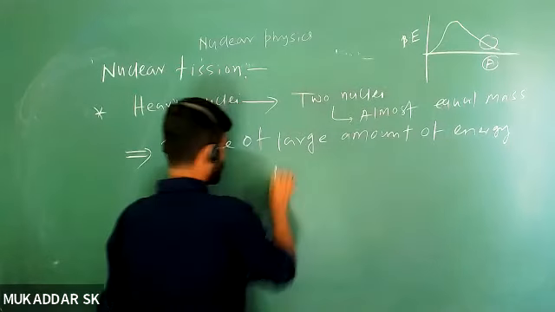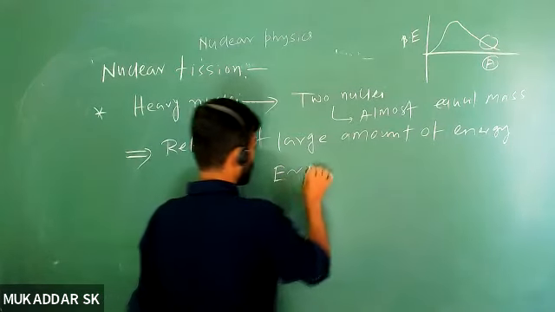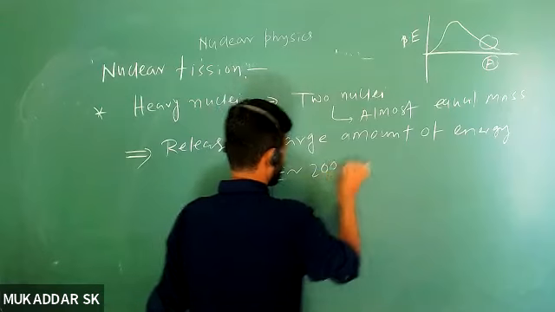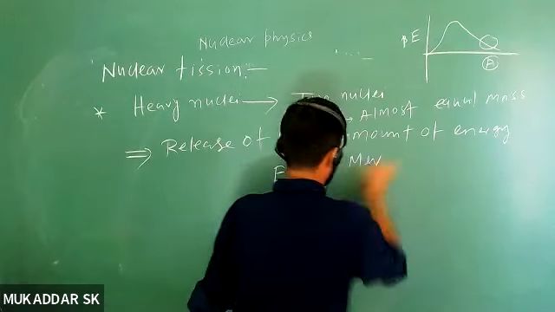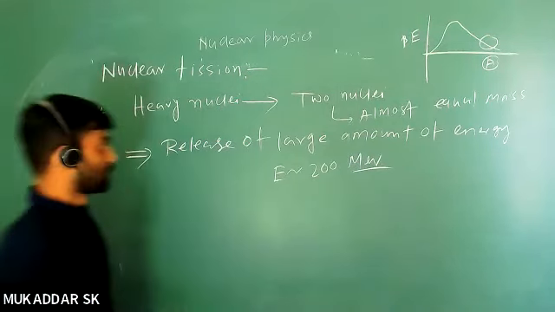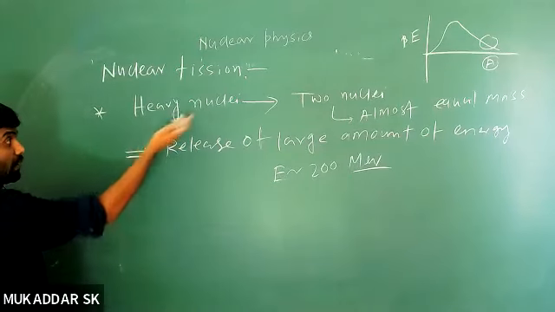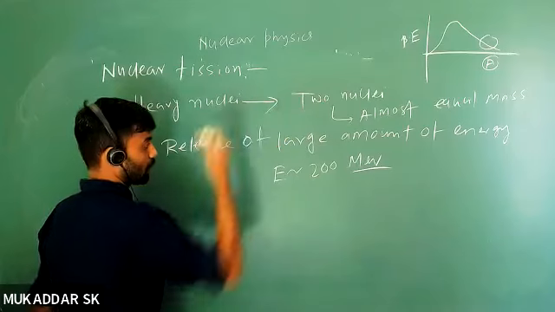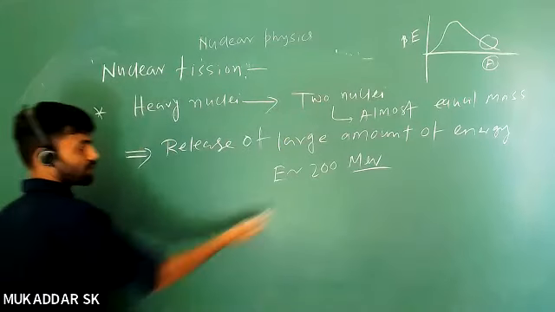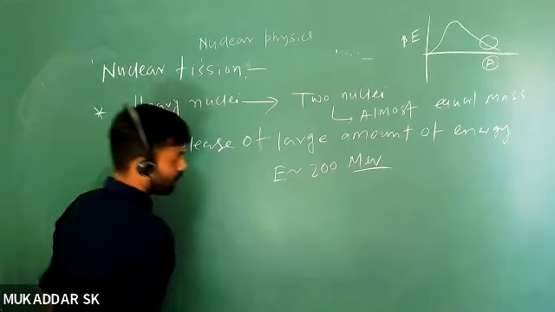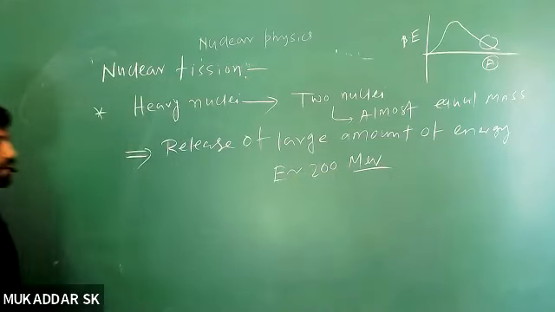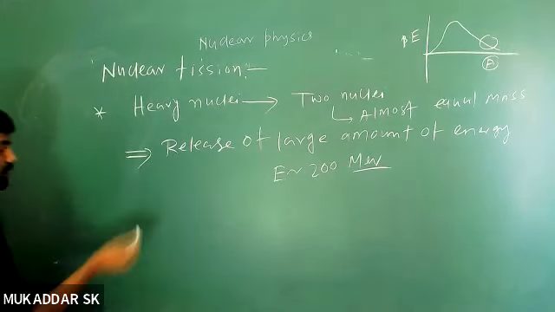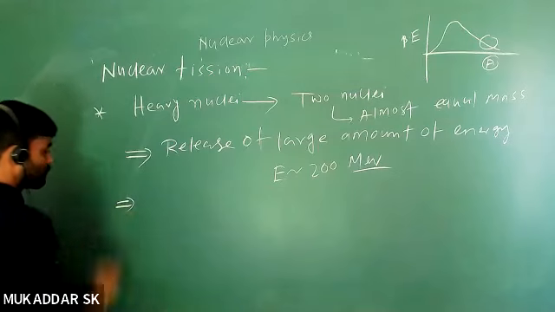That energy release is of the order of 200 mega electron volt. So in nuclear fission, a heavy nuclei will break into two nuclei, and with emission of large amount of energy, that is around 200 mega electron volt. So basic mechanism I'm writing.